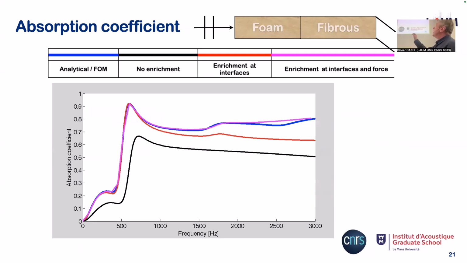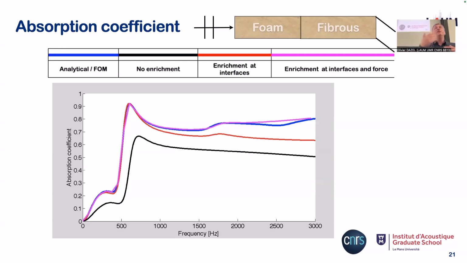So the analytical response, which is in blue, is the exact response, exactly the same as the full order model. If you don't enrich, in fact, you see that you have a poor prediction of your absorption. You have a poor prediction because the modes that you use are not perfect enough. You can correct that if you create attachment modes and if you enrich at your interface.